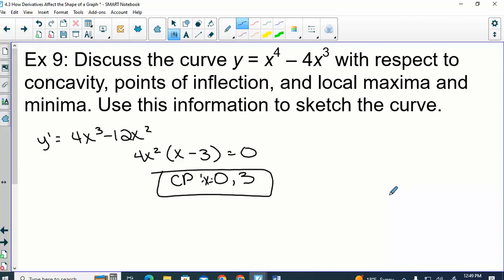And once we know critical points, we can decide increasing and decreasing and max and min. We do our sign line. So smaller than 0.